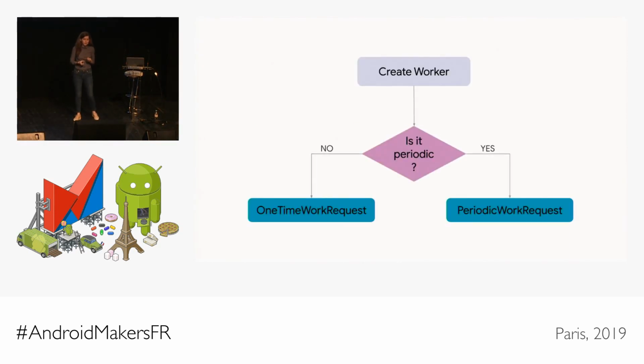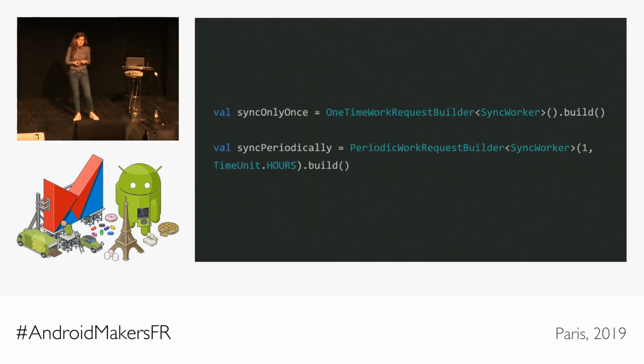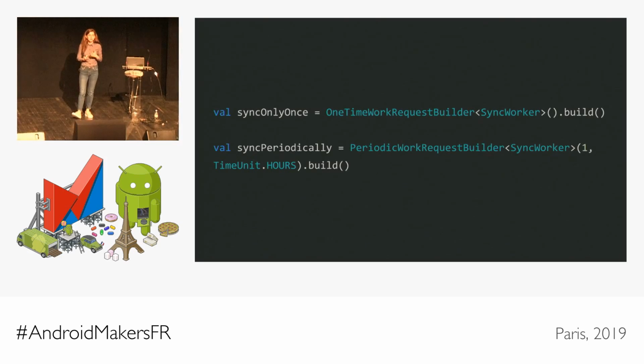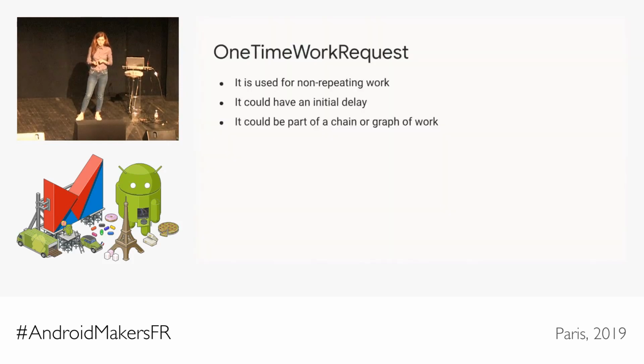WorkRequest. When we create a worker, we need to decide if it's a periodic one or not. If it's not a periodic one, we will use OneTimeWorkRequest. If it is a periodic one, we will use PeriodicWorkRequest. In terms of code, we will use some builders. So OneTimeWorkRequest builder and PeriodicWorkRequest builder for the periodic one. For the periodic one, it's also important to specify the interval, in our case, 1 hour.